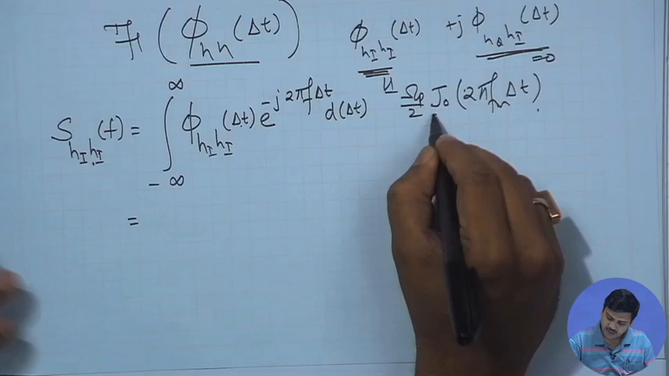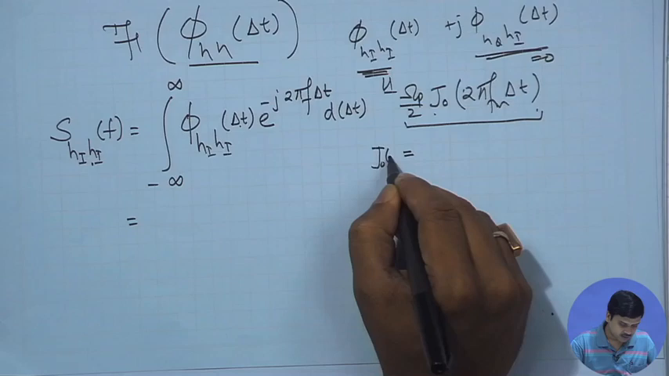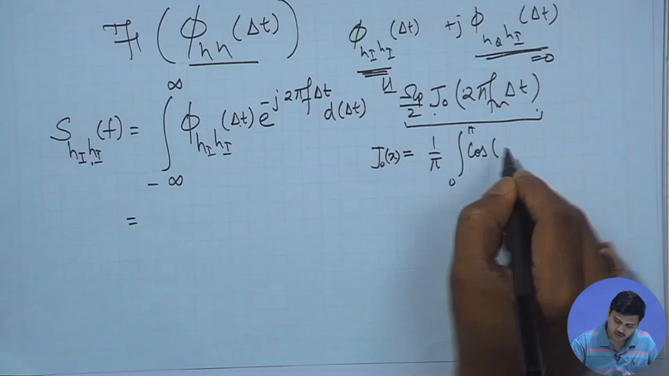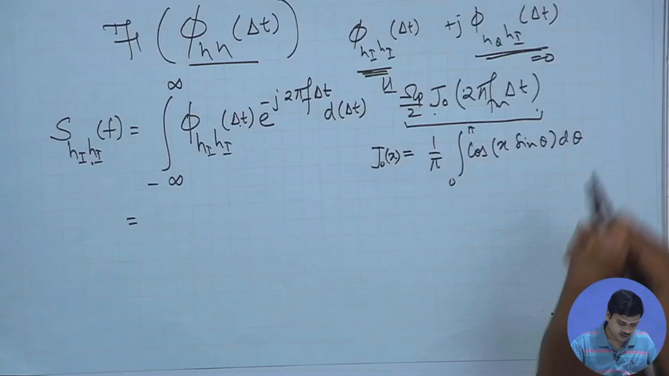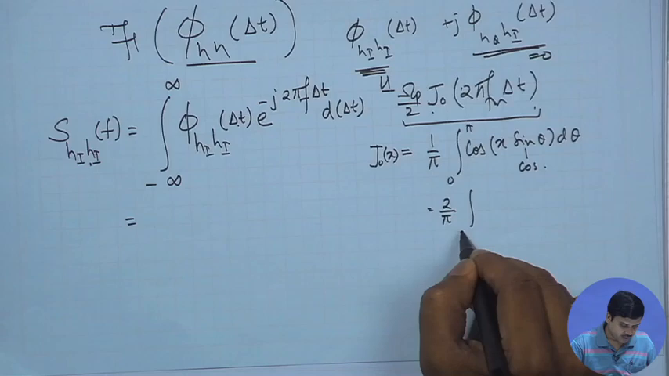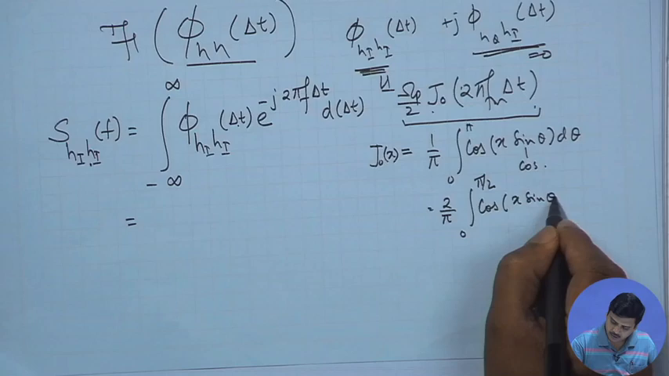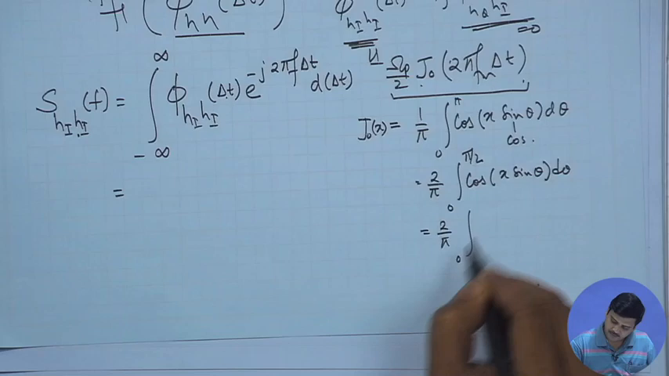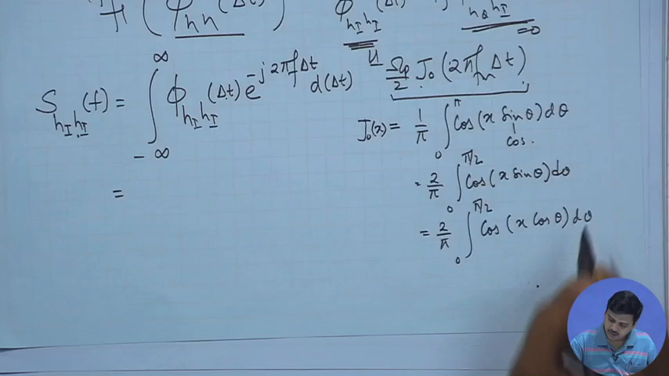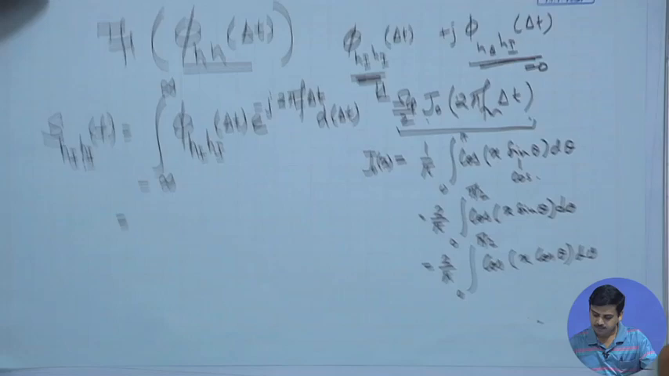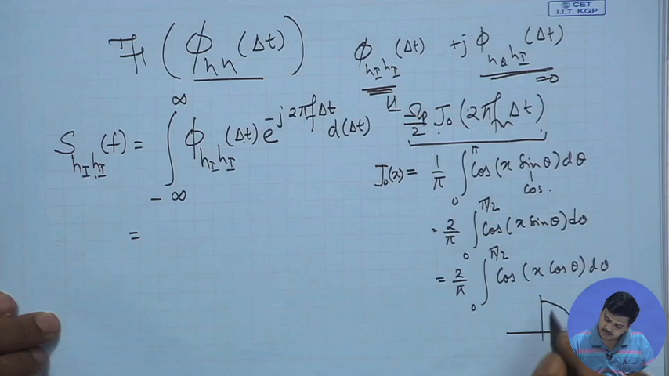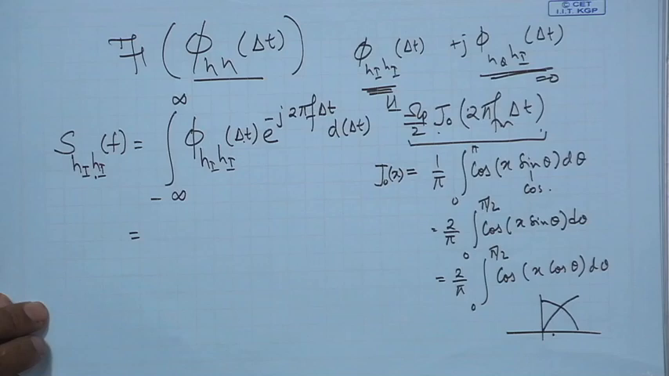Now for J0, that means J0(x) could be written as 1 by π, integral from 0 to π of cos(x sin θ) dθ, or this could be replaced by a cos, or you could also have 2 by π, integral from 0 to π/2 of cos(x sin θ) dθ. This could also be 2 by π, integral from 0 to π/2 of cos(x cos θ) dθ, because the integral between 0 to π/2 of sin θ and that of cos θ would be the same, because clearly one is going from 1 to 0, the other is going from 0 to 1. So the area under the curve won't be different, they would be the same in these cases. So basically these are the different expressions that we can use.